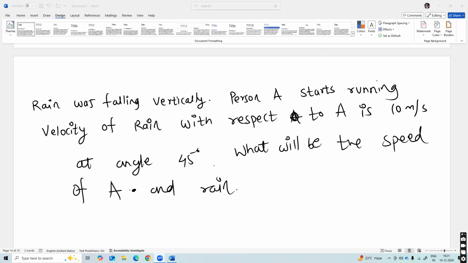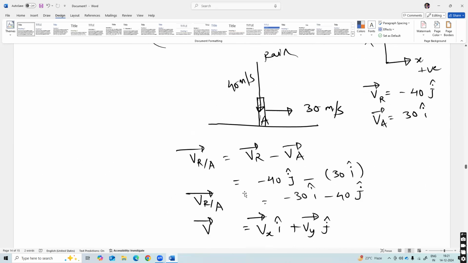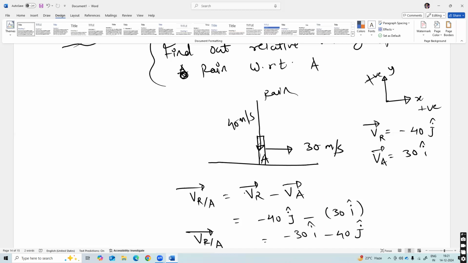Okay, I think I will answer this question. It is slightly tricky. So whenever we did this question, here we have seen in this triangle, rain was falling at 40, then this person was moving at 30 meter per second, and therefore their relative motion, whatever we got, it was 50.